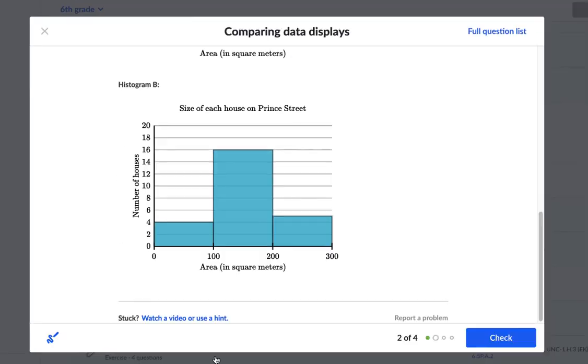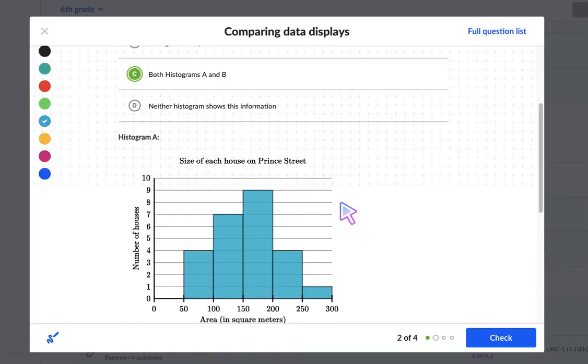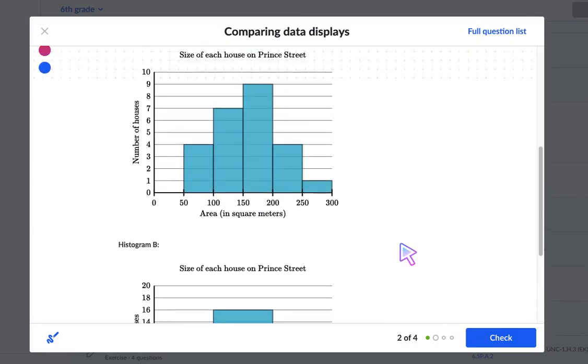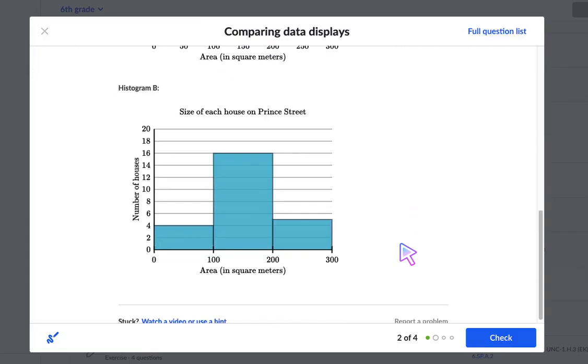So both of them show that same amount of information. I would prefer histogram A because it shows you more of the spread and what that shape looks like, while histogram B is just very vague. It just has 3 bars, so you can't really see any gaps too.